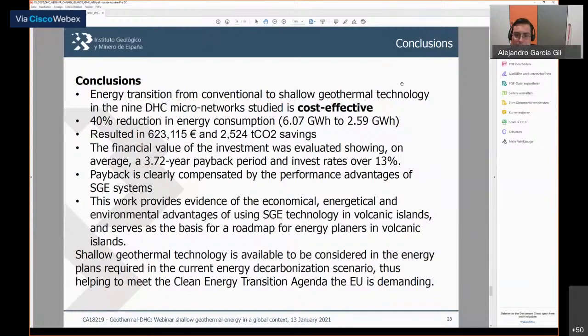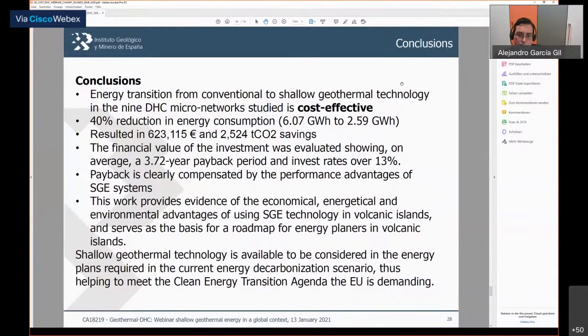and that the payback is clearly compensated by the performance advantages of solar geothermal energy systems. Therefore, financial incentives are required to overcome the already known development barrier.